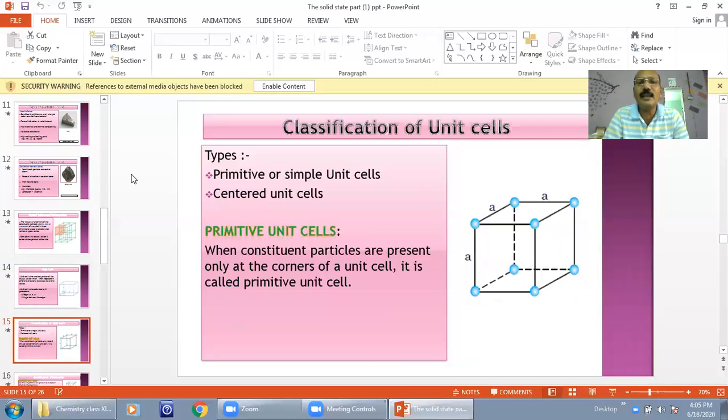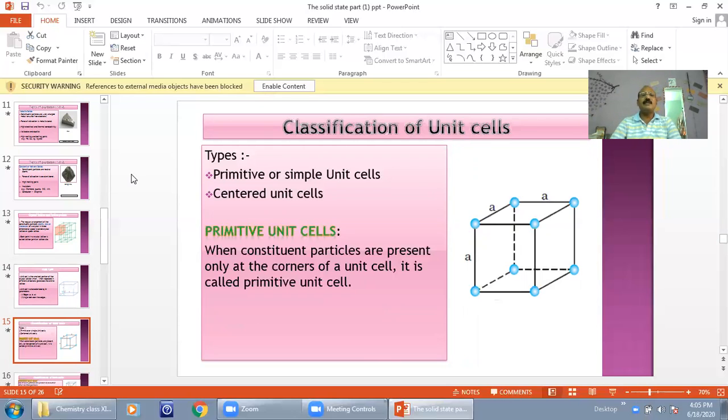Now, how can you classify the unit cells? Unit cells can be classified mainly into 2 types. One, primitive or simple unit cell, and second, centered unit cell. Primitive or simple unit cell and centered unit cell.